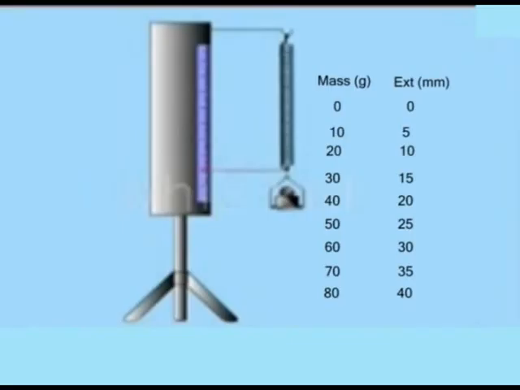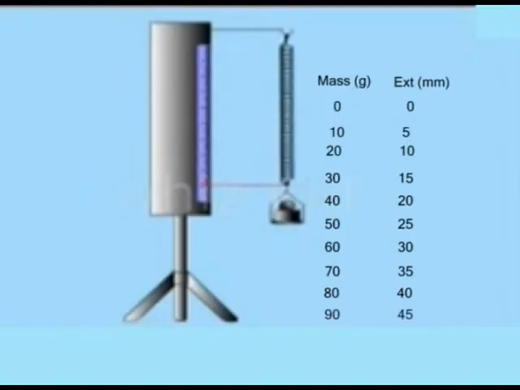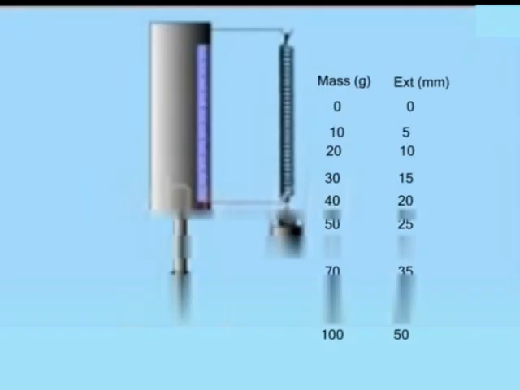It is always necessary to do the unloading part. I have removed the masses and am recording the measurements. So obviously at 100 grams I have 50 millimeters. When I go to 90 grams, the spring is now compressing, 45 millimeters, it returns to about what it was when stretching. 70 grams, it compresses to 35 millimeters. 60 grams, compresses to 30.